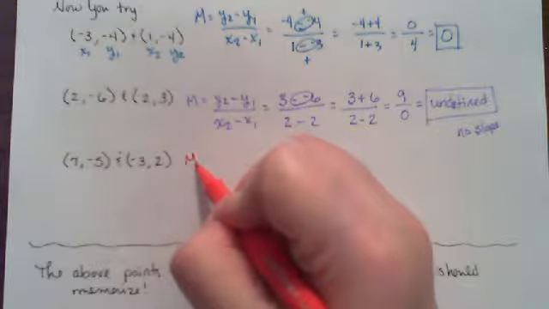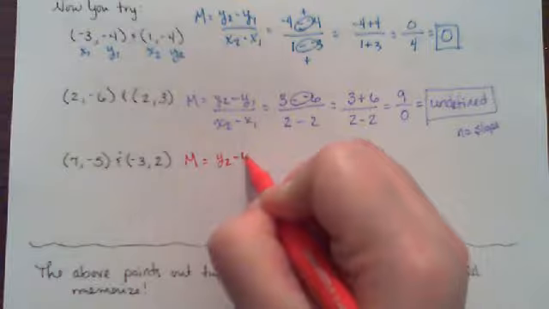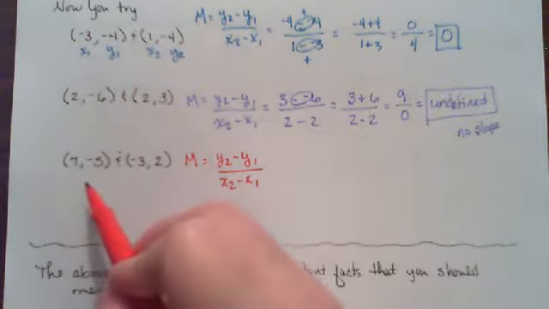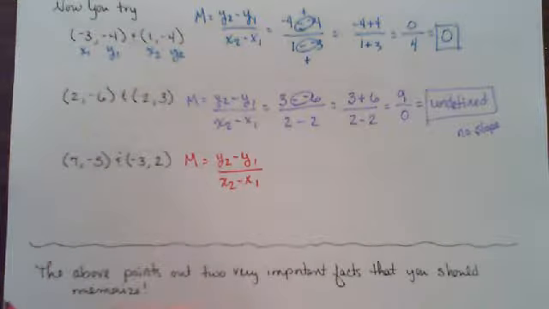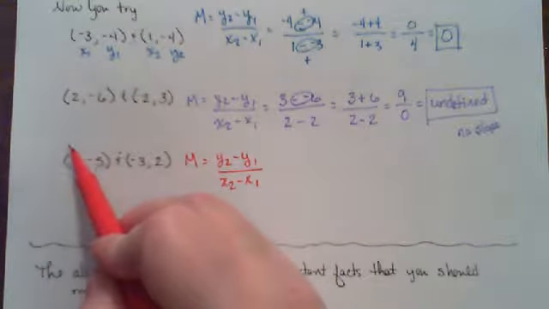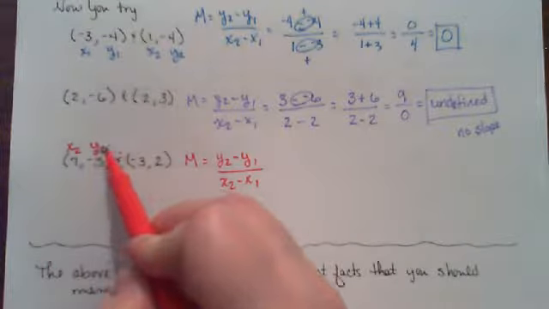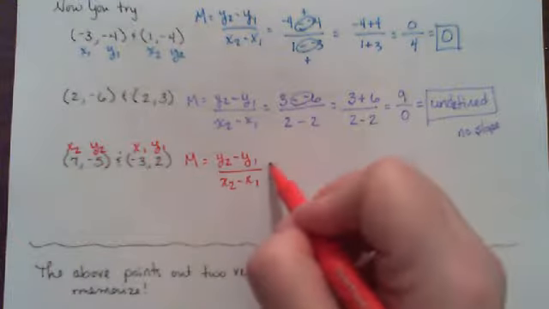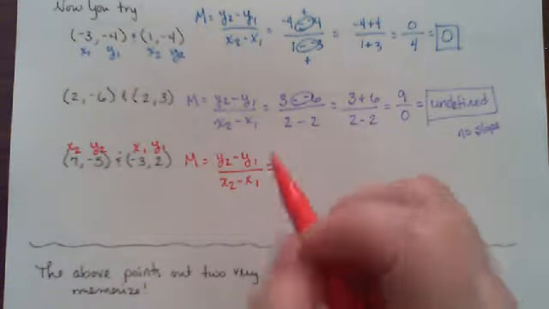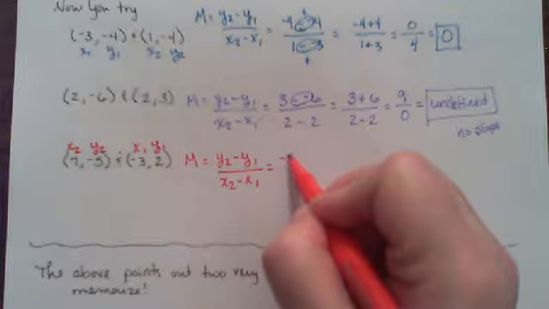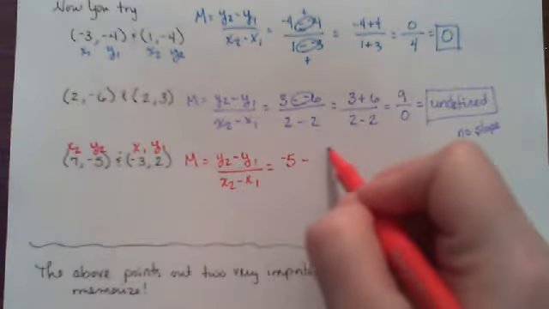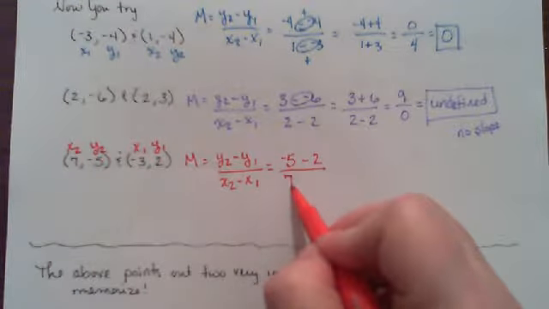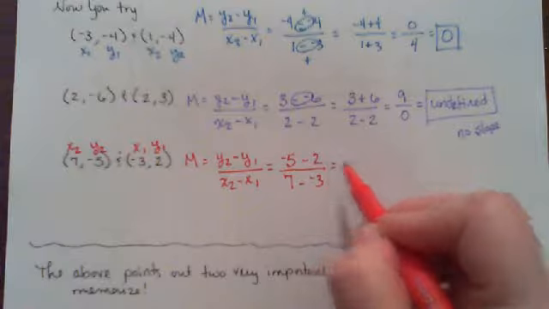And then there's this one. Same formula. This time, we know that you've already done it. So I'm going to make this my x2 and my y2. My x1 and my y1, so that you can see you get the same answer. y2 in my case is negative 5 minus 2, and then x2 is 7 minus negative 3.